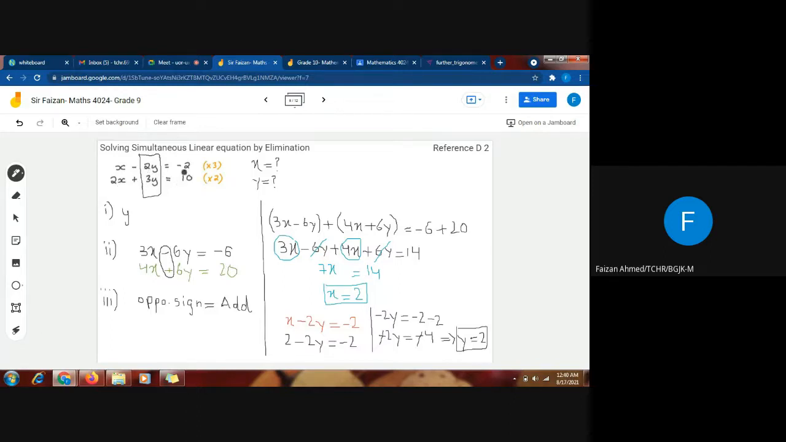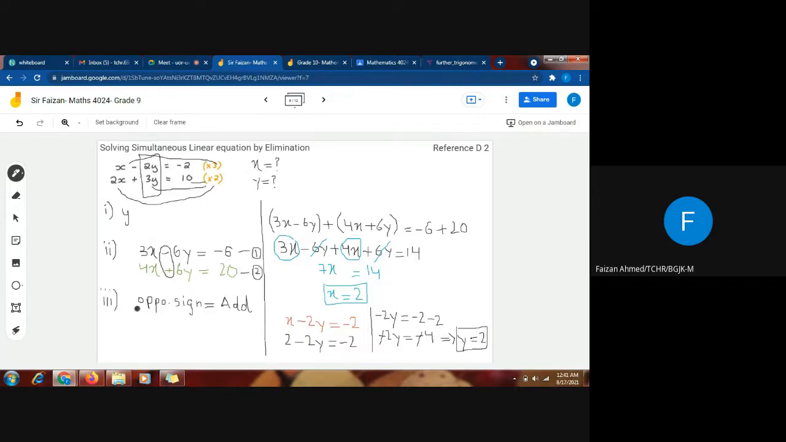What will be the answer? When 3 is multiplied with x, this will give me 3x. When 3 is multiplied by minus 2, it will give me minus 6. This is my equation number 1 after multiplying with 3, this is my new equation number 1. Now I will multiply the second equation by 2. So 2 multiplied by 2x will be 4x. 2 multiplied by 3y will be positive 6y. And 2 multiplied by 10 will be equal to 20. So this is my equation number 2 after multiplying by 2.